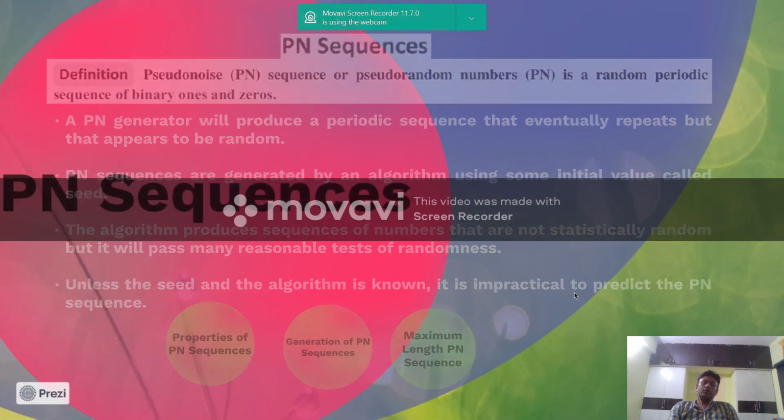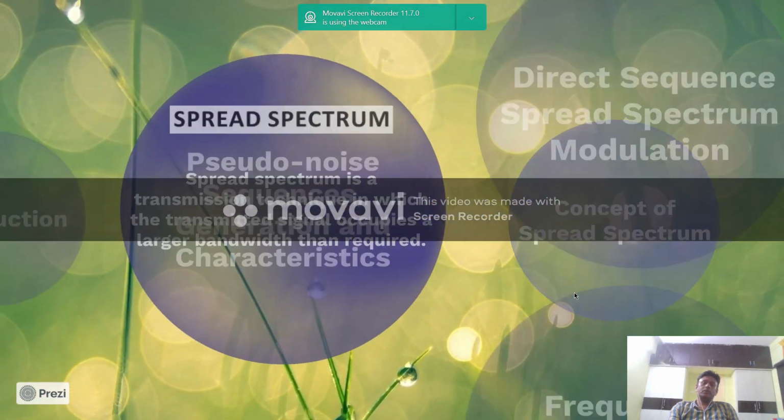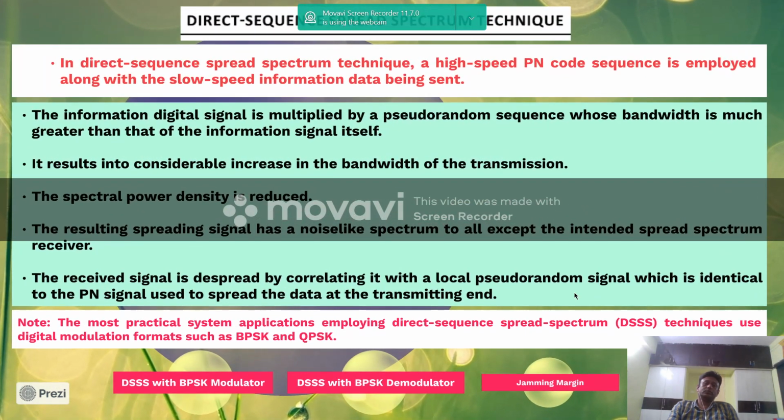Next, coming to the next topic, that is DSSS, direct sequence spread spectrum technique. In this, what we will do is simply use high speed PN code sequences along with the slow speed information data being sent. The data or the information is at slow speed and the PN code sequences are at high speed. That is what this technique, the direct sequence spread spectrum, is.